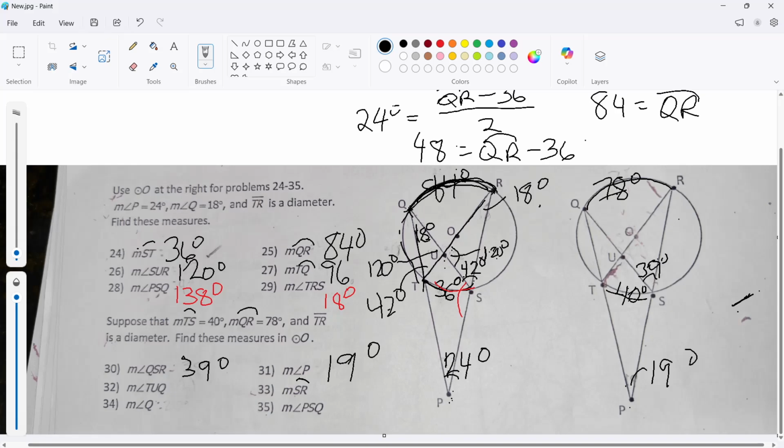Okay, measure angle TUQ. Oh, Q. Okay, TUQ. So let's see. This is one half of 40, which is 20. This angle down here is one half of 78, which is 39. This is 20.